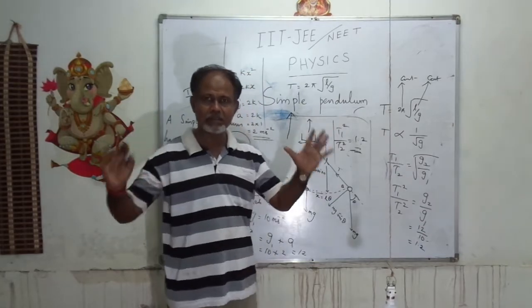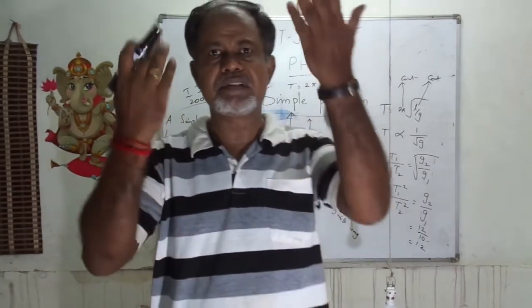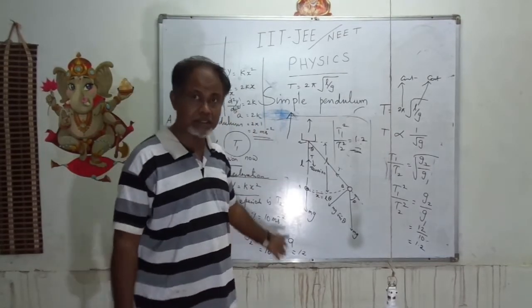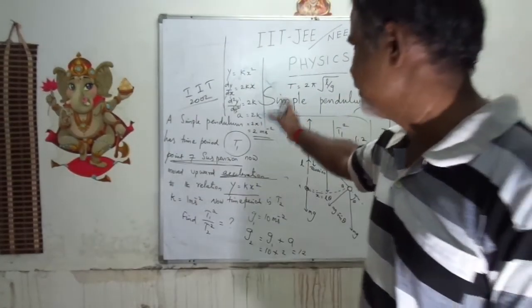That means the time period changes by a factor of 1.2 when it is moving with an acceleration of 2 meters second minus 2. This is an IIT problem, a very simple problem. The only thing is you must understand the concept with clarity.